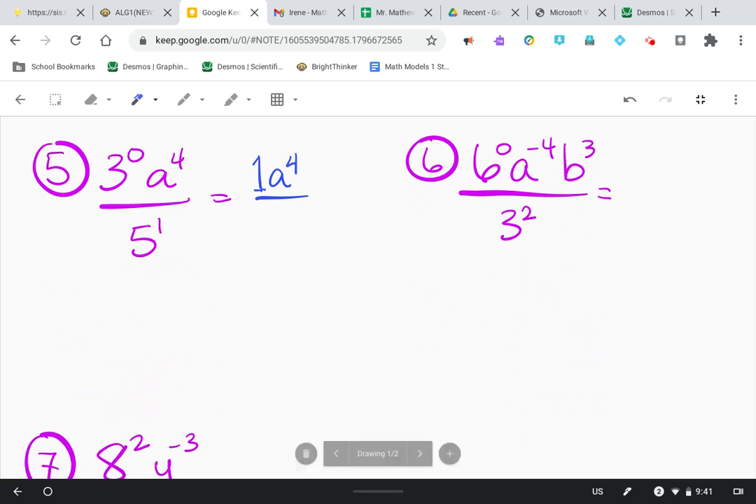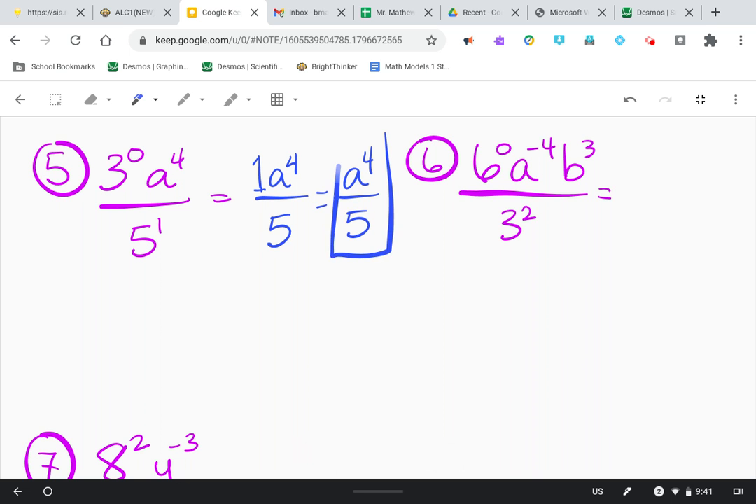And then 5 to the 1st is just 5. I don't really need that 1, so I'm going to drop it because a to the 4th by itself is the same as 1a to the 4th over 5. That's pretty much it. So those are the kinds of things you're looking for.